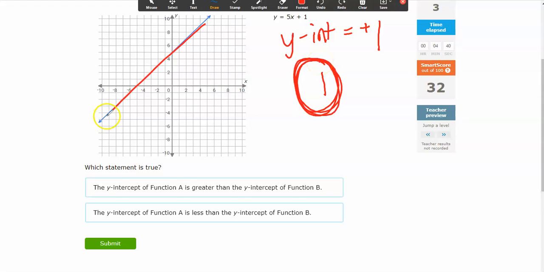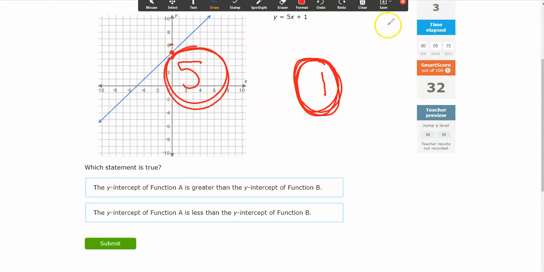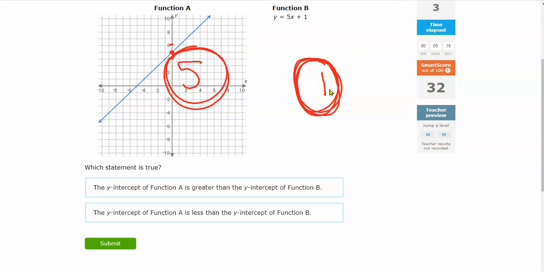Now the y-intercept of function a, which is this graph, is where it crosses the y number line. You see that y number line? You see where this blue line crosses it? It crosses right here at this point. Now that point is the y-intercept. And it's on the number line, but I don't see its actual number, right? This one is a 4. This one is a 6. So this one must be a 5. So the y-intercept of function a is 5. The y-intercept of function b is 1. And 5 is greater than 1.